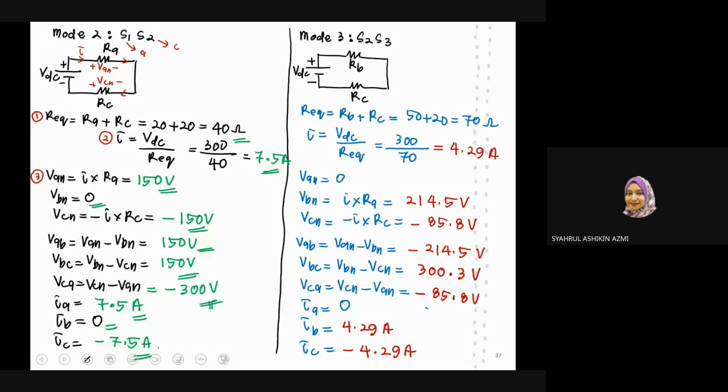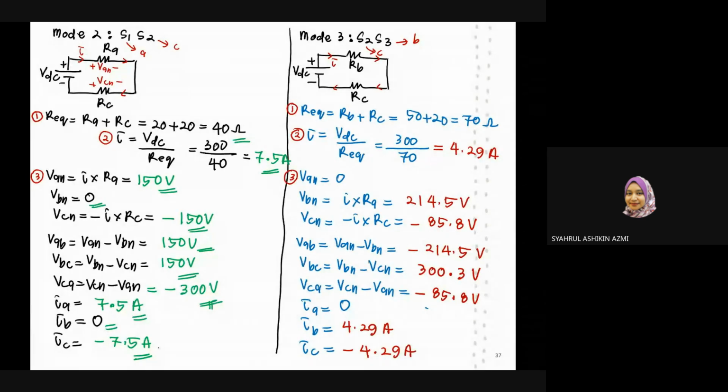Okay, so S2 is the bottom switch for phase C. S3, the upper switch for phase B. So that you'll get this equivalent circuit. Okay, step number 1, R equivalent, RB plus RC. So 50 plus 20, you get 70 ohm. For the current, it will be equal to 4.29. It's basically VDC over R equivalent.